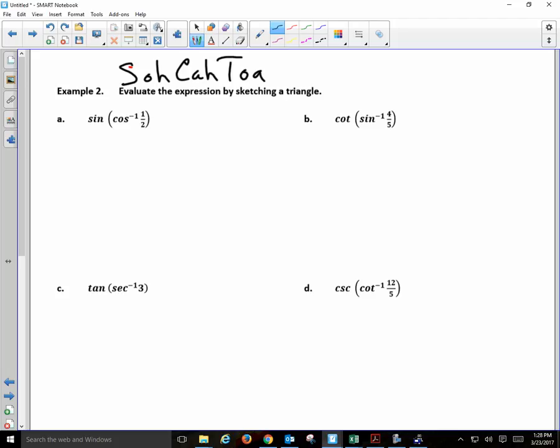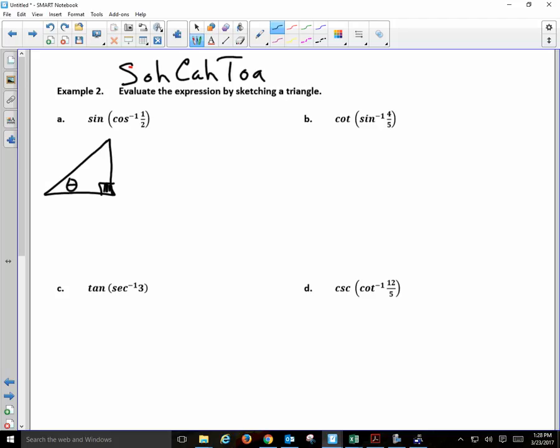Sine of cosine inverse of 1/2. Draw my triangle. We have to figure out what sine of cosine inverse is. Those are not inverse operations. They don't cancel each other out. But what I'm going to do is try to figure it out by drawing a nice little right triangle with an angle of theta.